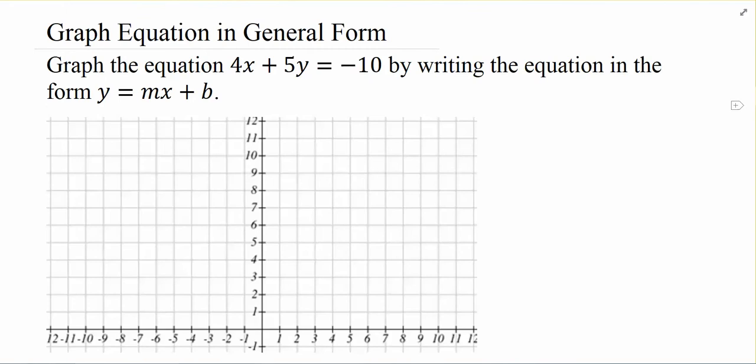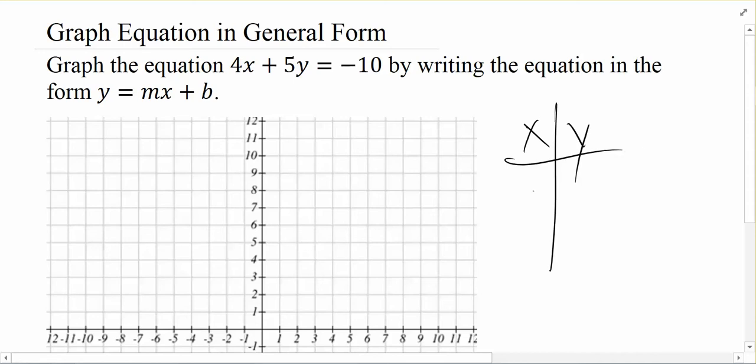Now I want to look at an equation that's not written in y equals mx plus b form. If we wanted to graph it, what are we going to do? Well, one option is to go back to point plotting and just create an xy table and start picking x values and say, let's pick negative 2, negative 1, 0, 1, throw them in there and see what the y's are, and then graph it.